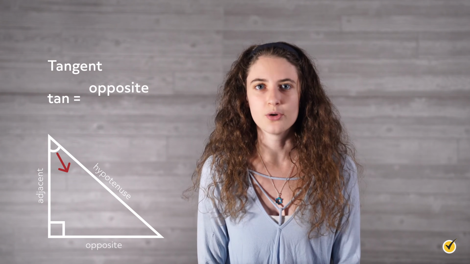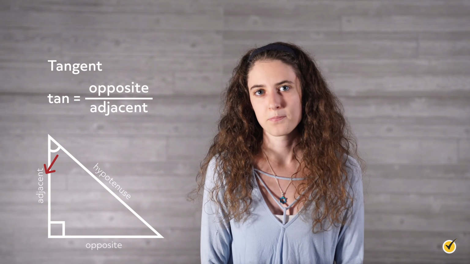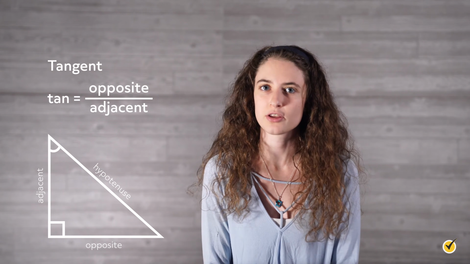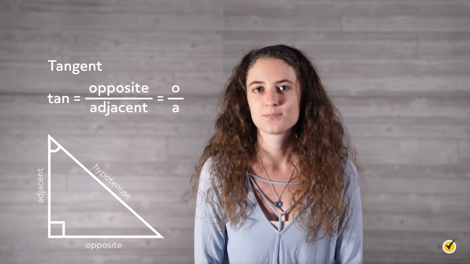Tangent, which is commonly abbreviated to three letters as TAN, is the ratio of the side opposite the angle we know or want to know over the side adjacent to that angle. The adjacent side is the one touching the angle that is not the hypotenuse, which is the side opposite the right angle. We can write a simple equation for tangent like this.